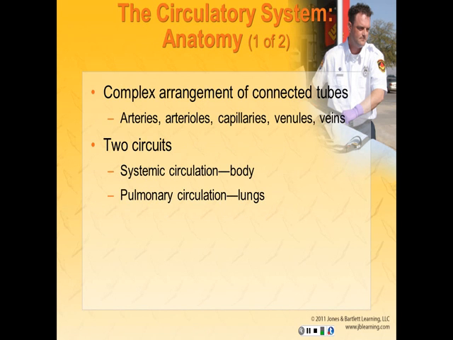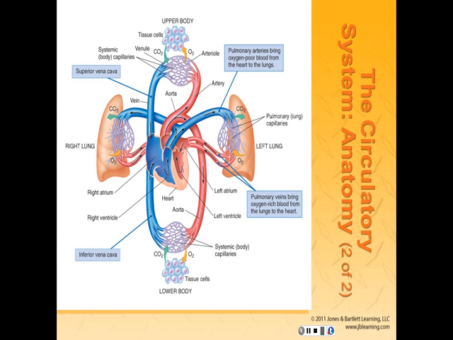The circulatory system anatomy is a complex arrangement of connected tubes. This is also known as the cardiovascular system. The tubes are the arteries, the arterioles, the capillaries, the venules, and the veins. The two circuits are first systemic circulation, which provides circulation and oxygenation to the body. It carries oxygen-rich blood from the left ventricle through the body and back to the right atrium. And then the pulmonary circulation is the lungs, and it carries oxygen-poor blood from the right ventricle through the lungs and back to the left atrium.